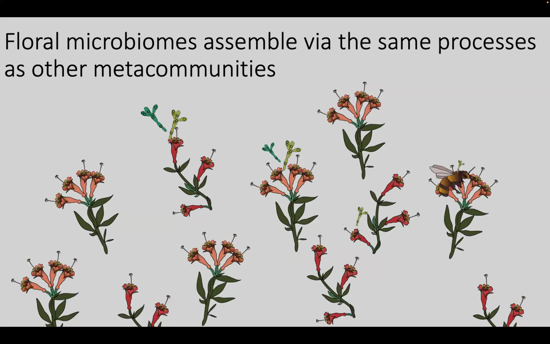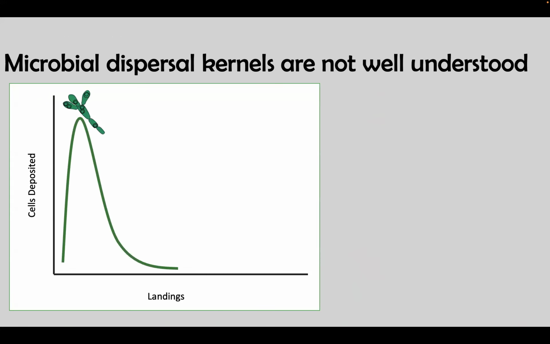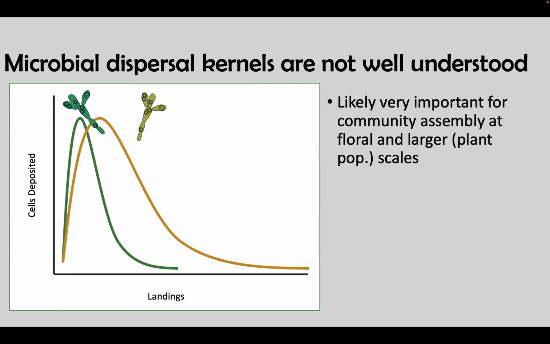And you would think, if we cared about this, these dispersal kernels would be really well established, but they aren't. We don't know what these dispersal kernels look like. Like how many landings does that green microbe carry over? How many landings does that yellow microbe carry over? If we really want to try to predict metacommunity assembly, this is one of the foundational pieces of data we need. And this is probably really important at local scales, but also at landscape scales. But it's pretty hard to characterize for a lot of reasons.